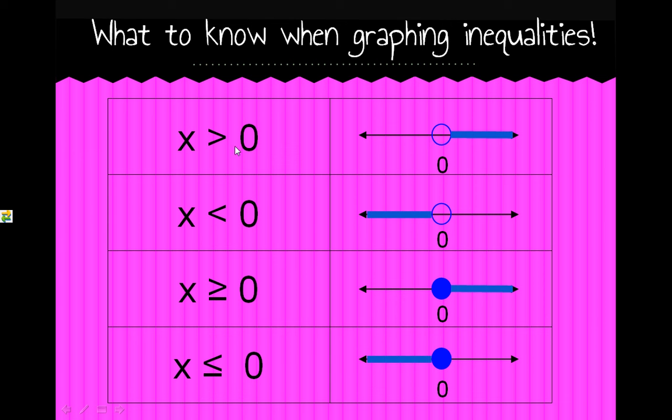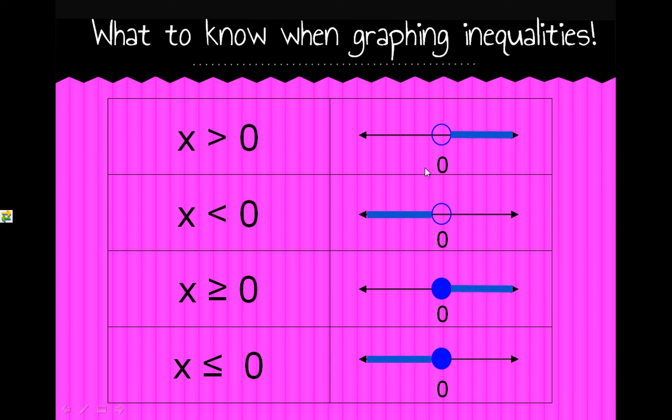Then you see that x is going to be greater than 0 here. So we're going to shade in everything to the right of that 0 because it is greater than that 0. Meaning x could be 1, 5, 100, 1,000,001. It could be anything greater than 0. So we shade in everything to the right to represent that.